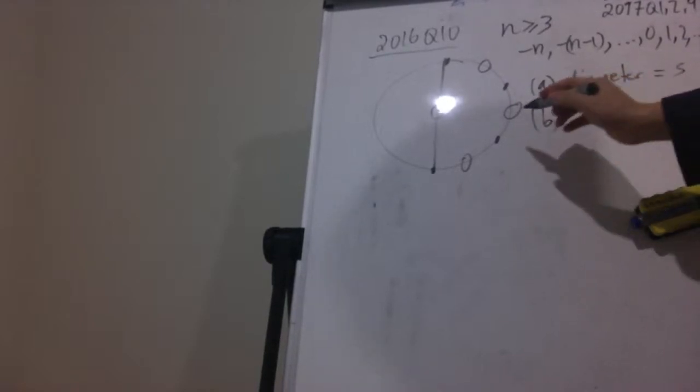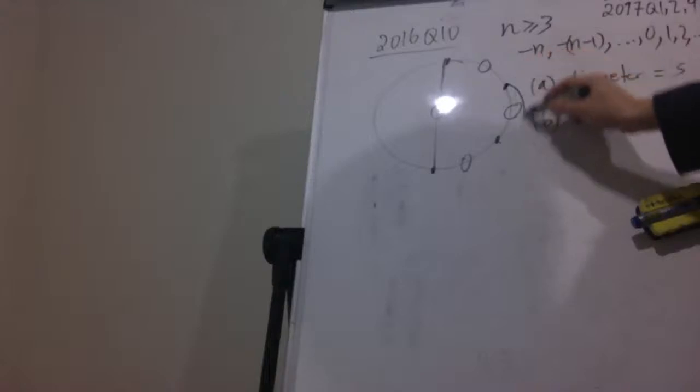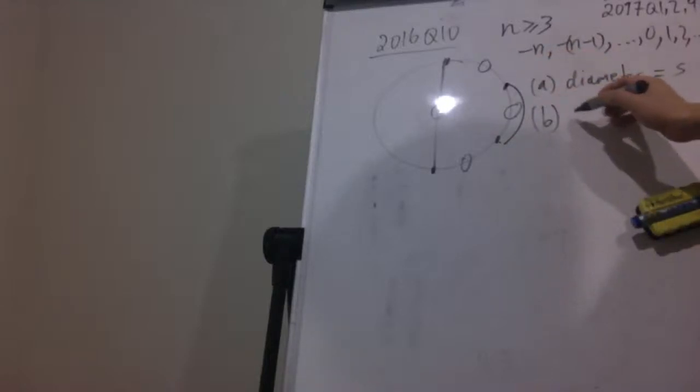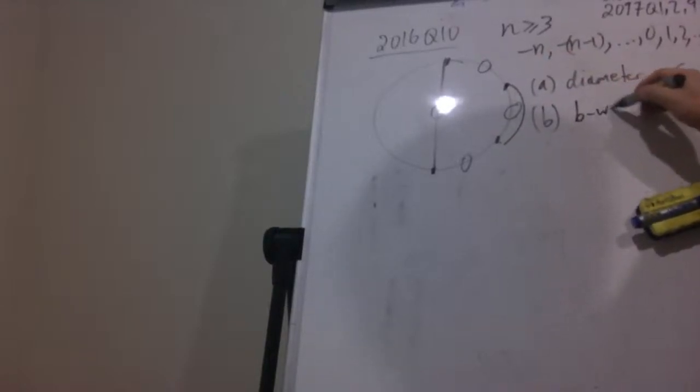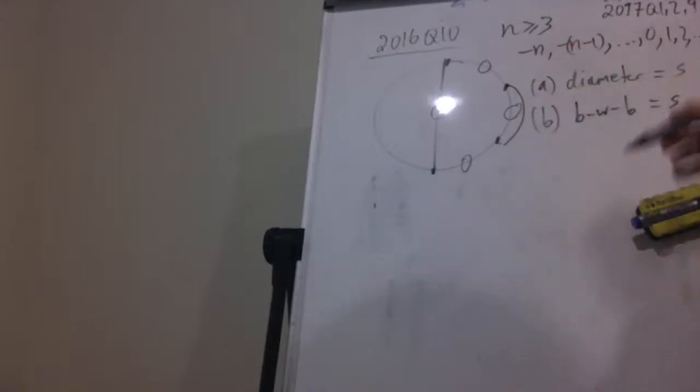And then anytime you have a black, white, black on the outside, it also has to add up to S. Okay, so all the diameters and all the black, white, blacks add up. Oh, it's like a Sudoku puzzle.